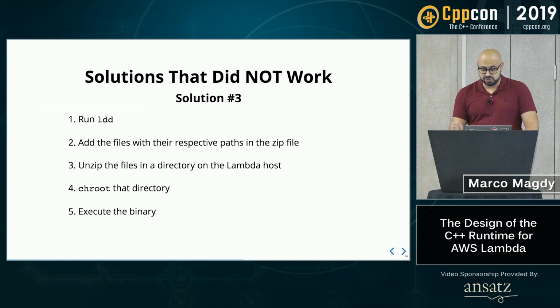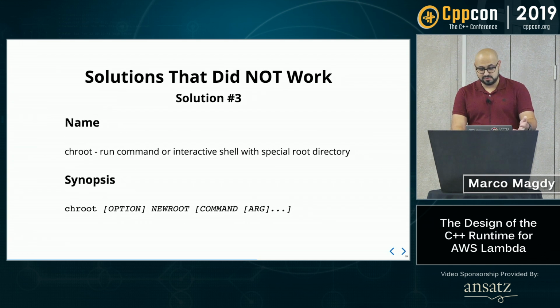All right, third solution: run LDD, add the files with their respective paths in the zip file, unzip it, and then chroot that directory. If you're not familiar with chroot, this is from the man page. It's a Linux command utility. You give it two things, a directory and a command, and it will make that command run under that directory as if that directory was root. This basically isolates the binary from anything else on the system.